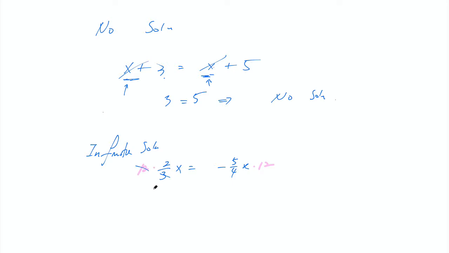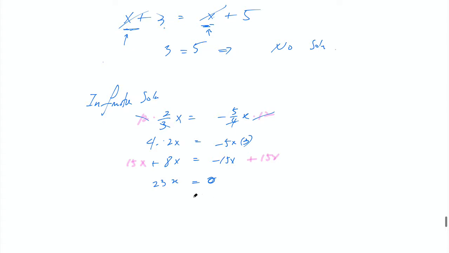And then you get 4 times 2x minus 5x times 3. So you get 8x minus 15x. If you bring that right to the other side by adding 15x to both sides, we get 23x is equal to 0. And then clearly here, x is equal to 0.